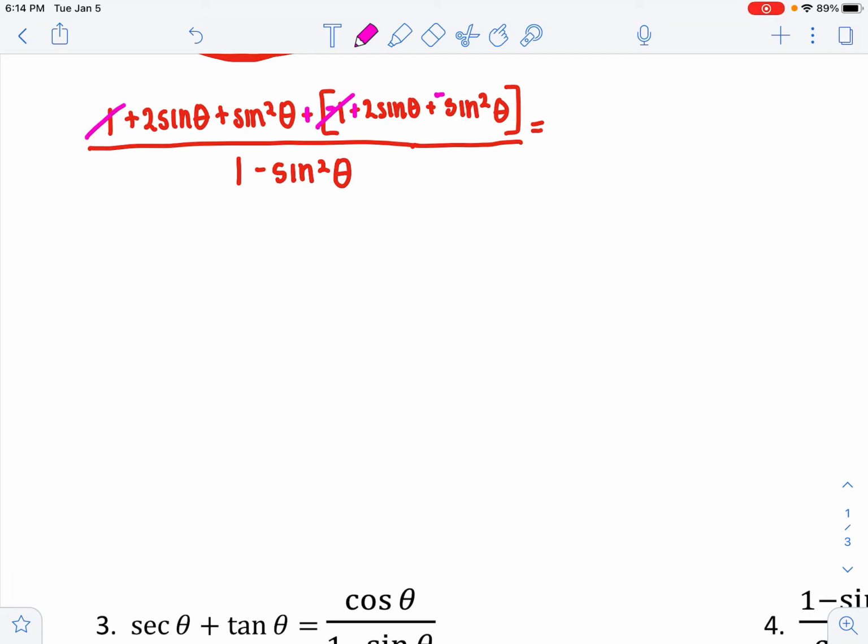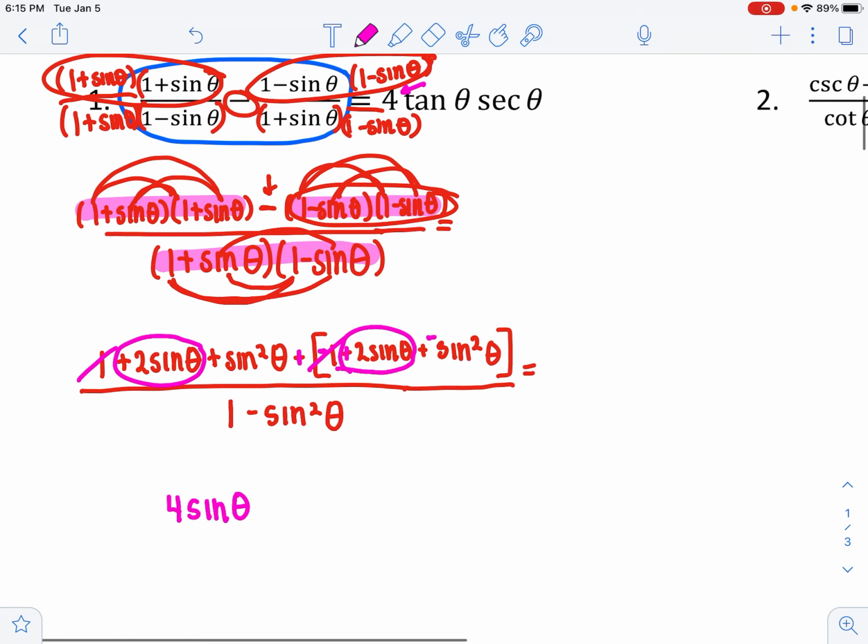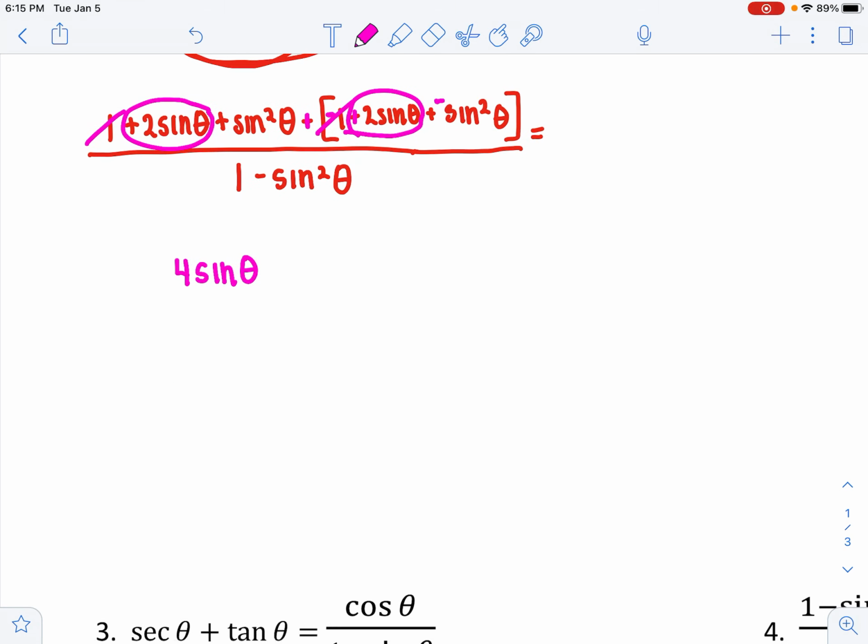So I have a 1 and a negative 1, which cancel. I have a 2 sine of theta and a 2 sine of theta, which is 4 sine of theta. Now you might be saying, oh, are they supposed to cancel? If you look at what you're trying to get here, there's a 4 in it. So no, it's not. Okay, then I have a sine squared of theta and a negative sine squared of theta, which cancel. So that's all that I got in my numerator.